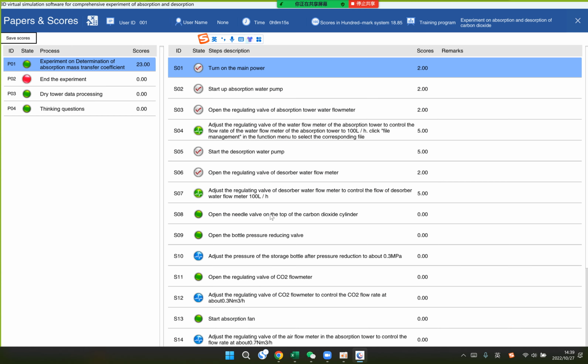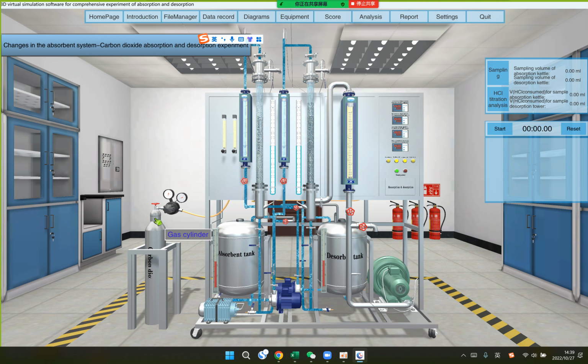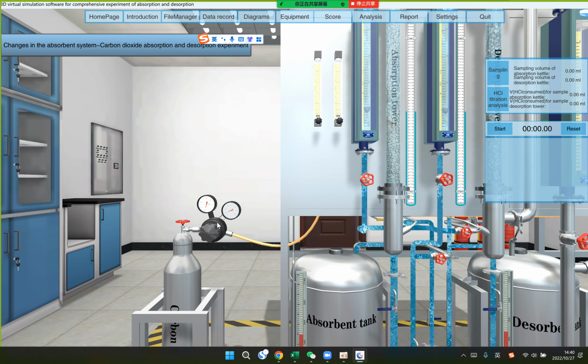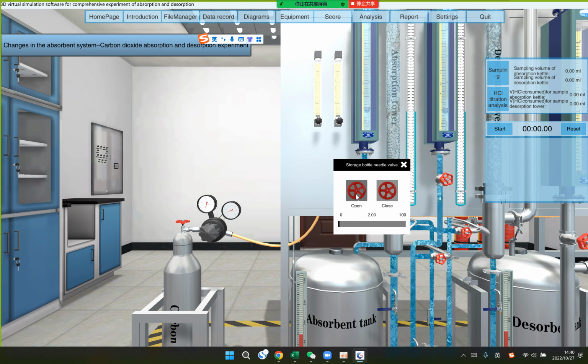Okay. Open the needle valve on the top of the carbon dioxide cylinder. For the gas cylinder operation, there are two kinds of valve here. First is a needle valve, and then is a vacuum valve actually, and we read this one. Read this meter to find what's the pressure we use for transportation of the gas. And this meter is for the cylinder itself.